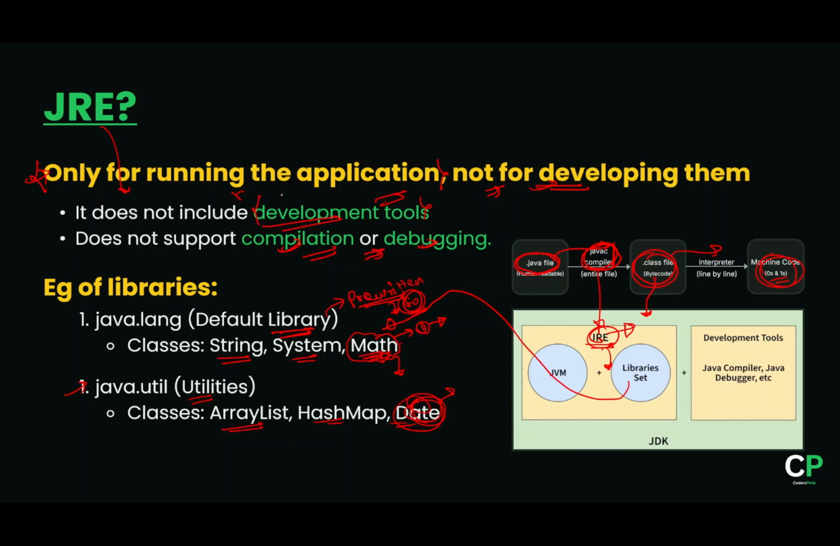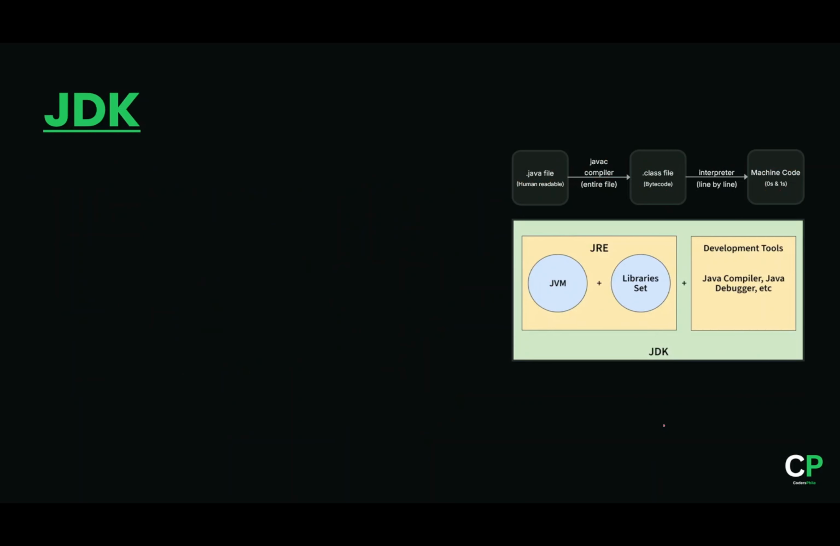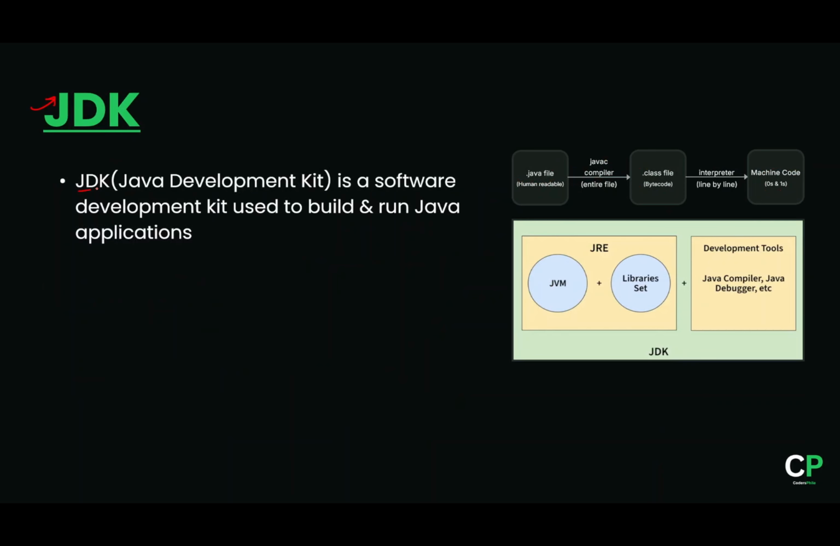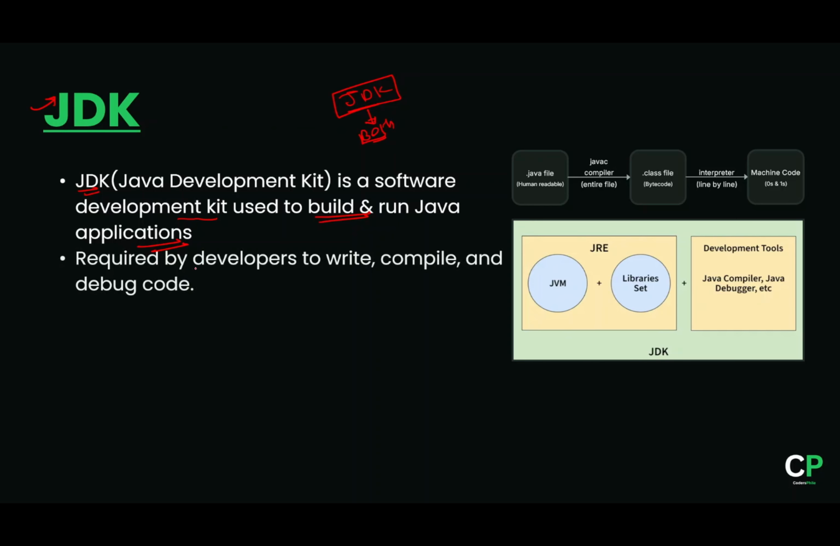But who provides the development tools? It is the JDK that provides the development tools. So let's see about the JDK. What is meant by the JDK? JDK stands for Java Development Kit. It is a software development kit which is used to build and run the Java application. So it is the JDK that can be used to both build and run Java applications. JDK is required by the developer to write, compile and debug the Java code.